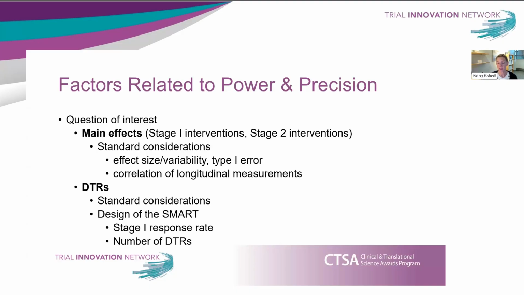If we're focusing on the precision of these dynamic treatment regimens, we have all those standard considerations of the effect size, type 1 error, correlation of longitudinal measurements, but then we have these additional assumptions specific to the SMART design. So what is the expected response rate of the initial treatments? And of course, how many dynamic treatment regimens are you interested in, either comparing or estimating? And obviously, as that number increases, we'll likely need more individuals in the trial.